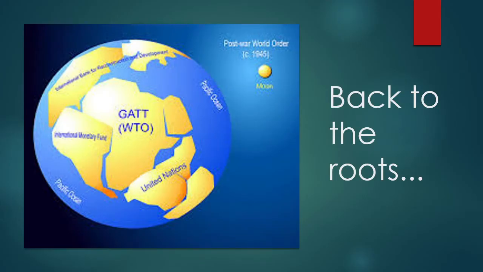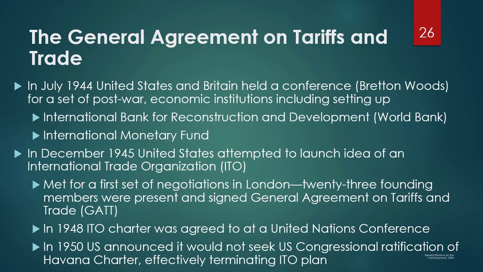The General Agreement on Tariffs and Trade. In July 1944, the United States and Great Britain held a conference at Bretton Woods for a set of post-war economic institutions, including setting up an international bank for reconstruction and development that's going to evolve into the World Bank, the International Monetary Fund, and then in December of 1945, the United Nations attempted to launch the idea of an international trade organization, as I mentioned before, the ITO.